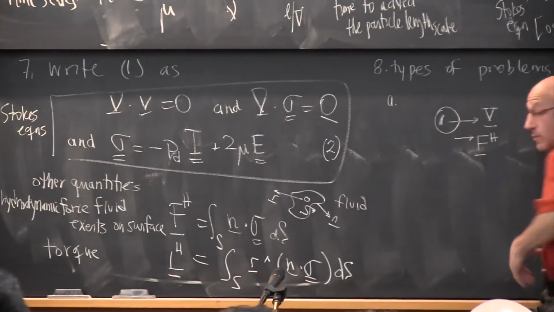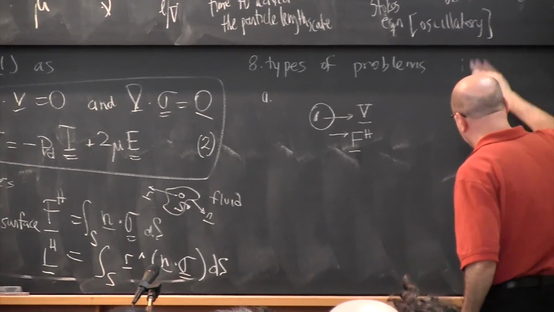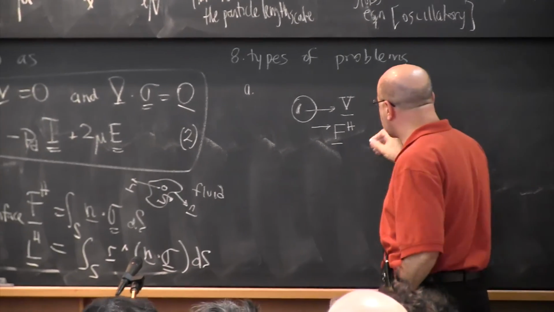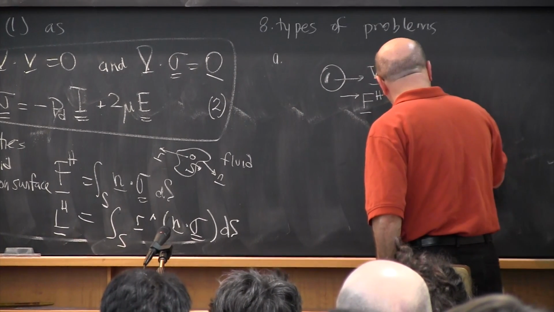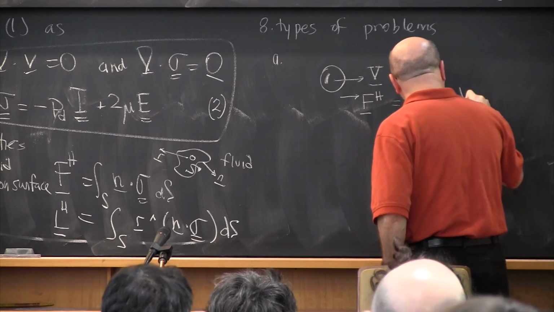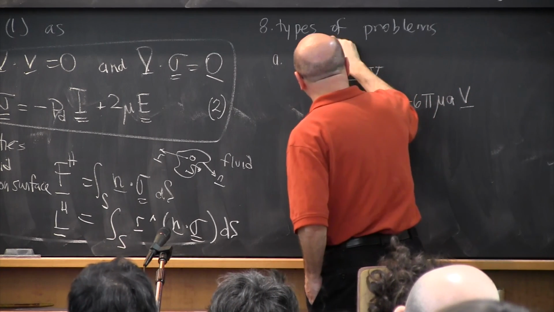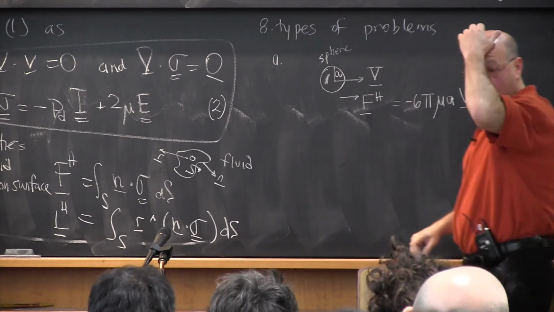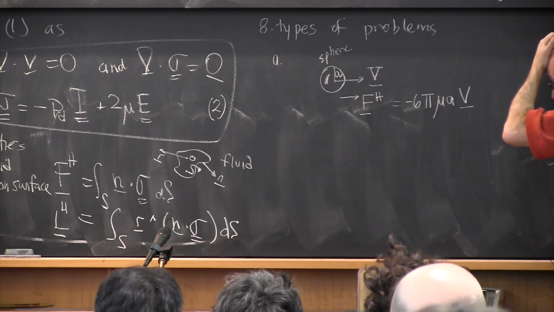Okay, so what are types of problems? And then, at this point, what do I mean by structure? You take a sphere, translate it in a fluid, and ask, what's the hydrodynamic force? Many of you already know that Stokes calculated that it's 6 pi mu a v, where a is the radius of the sphere. And you can go through a derivation if you want.